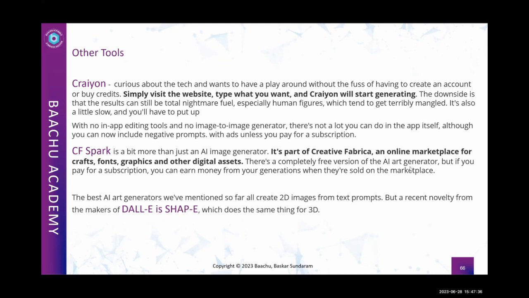Crayon, while with other tools you have to log in, you can simply visit the website, type what you want, and Crayon will start generating your image. You don't need to log in or do anything. But you can download, and also log in as the others do. CF Spark is another less well-known tool. What generally happens is they are gradually moving into marketplaces.